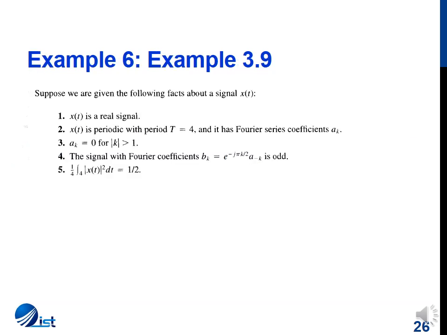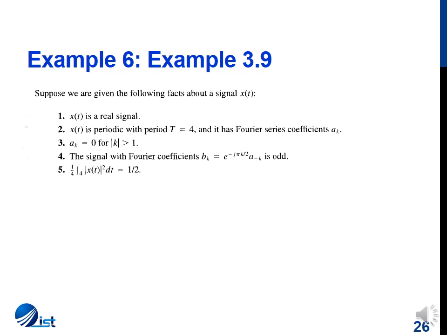As a concluding example for this lecture, we'll be solving example 3.9 of our book. This is a good example because it tests so many of the concepts of this lecture that we have discussed about the properties of Fourier series. So we are given a set of information about signal x of t, and from this piece of information we are going to determine what the signal x of t is.